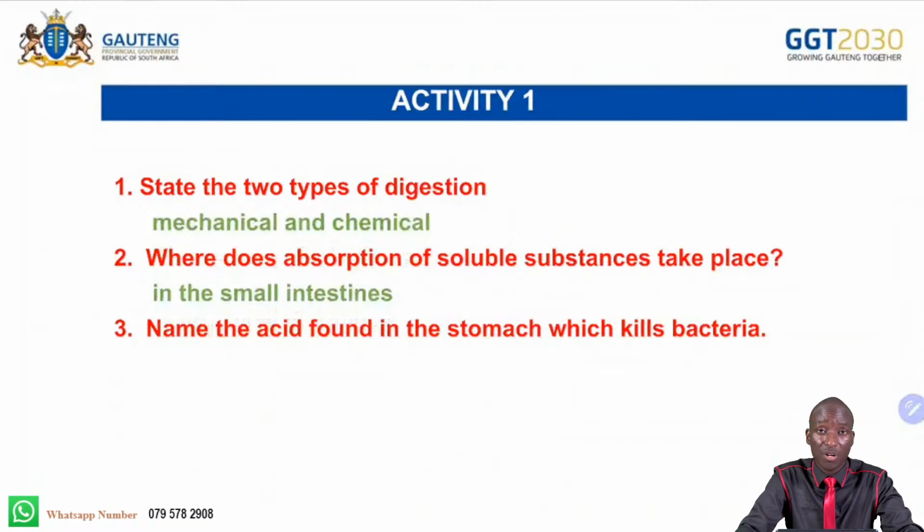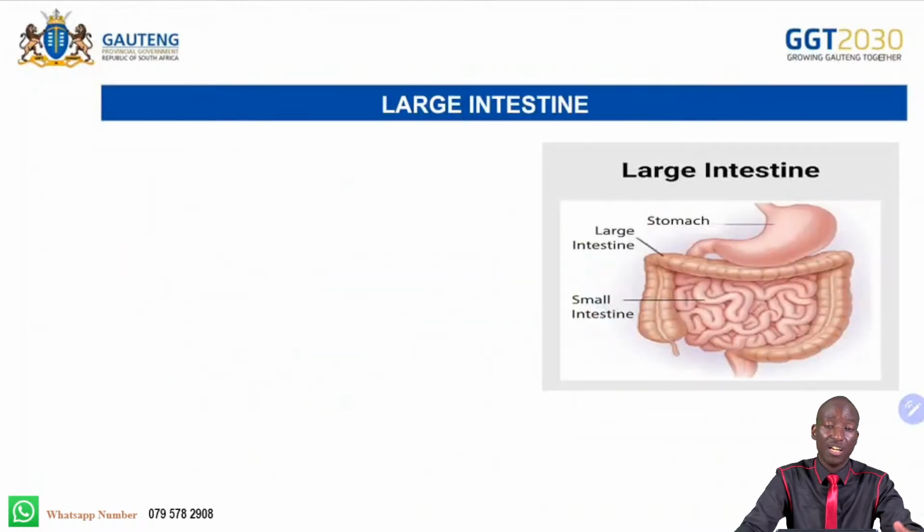Which acid are we talking about in this case? The one that we usually refer to as HCl, which is the hydrochloric acid. That's the acid which gets rid of bacteria found in the stomach. Right, so that's the end of activity number one. Remember to write corrections and make sure that next time when we meet such questions, we're able to produce correct answers to each of them.